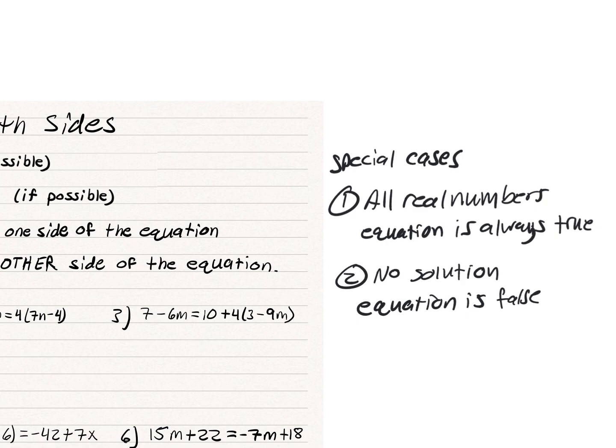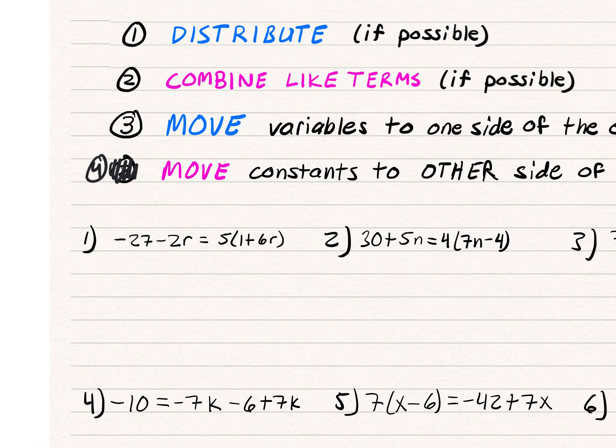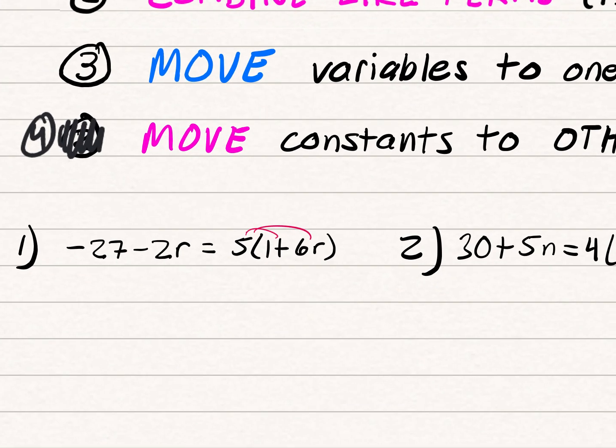Again, you'll see what I mean when we get there. So let's just try some examples. Number one, we want to distribute first. So we want to distribute this 5. Again, distribute if possible. Here it's possible.